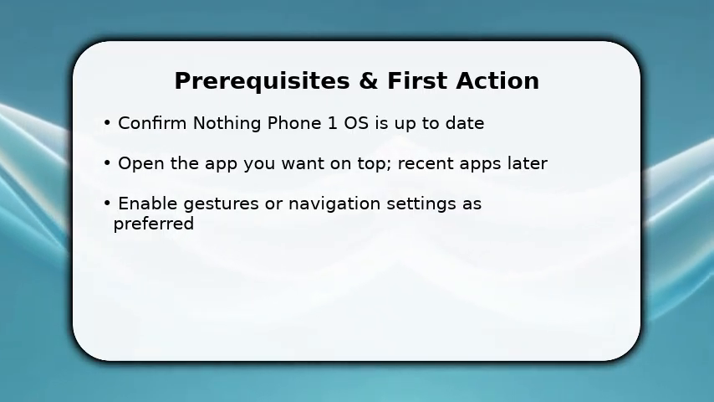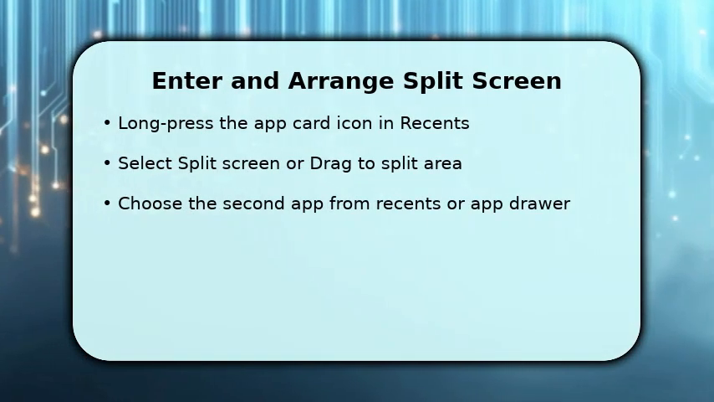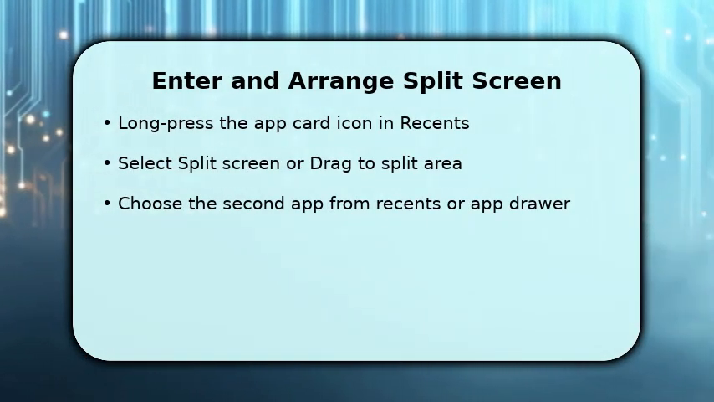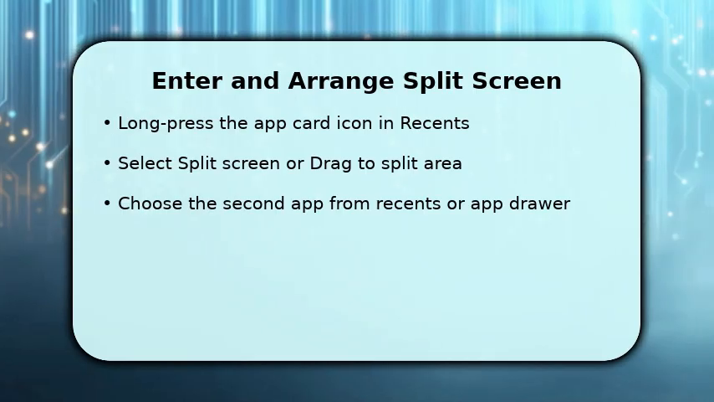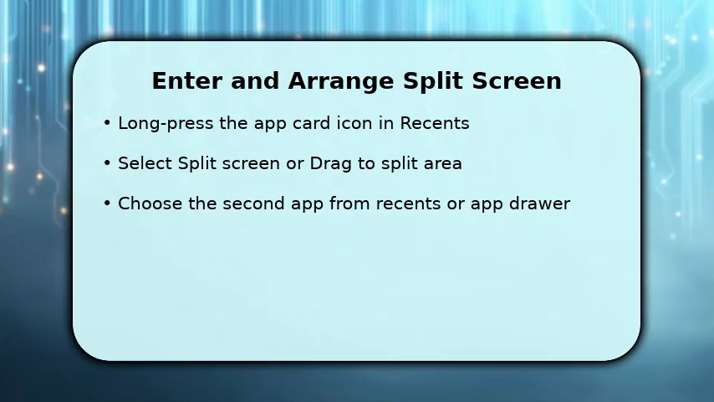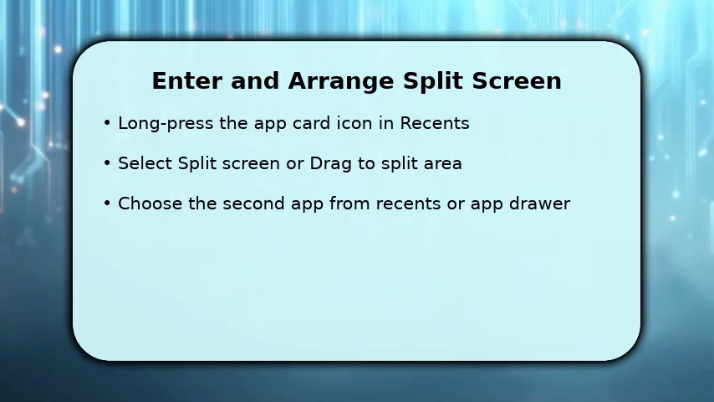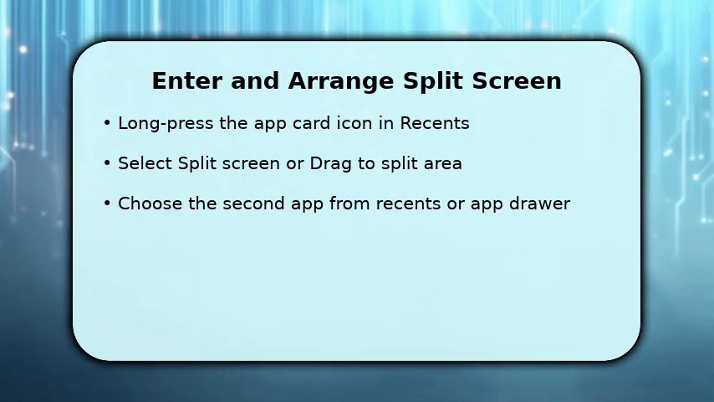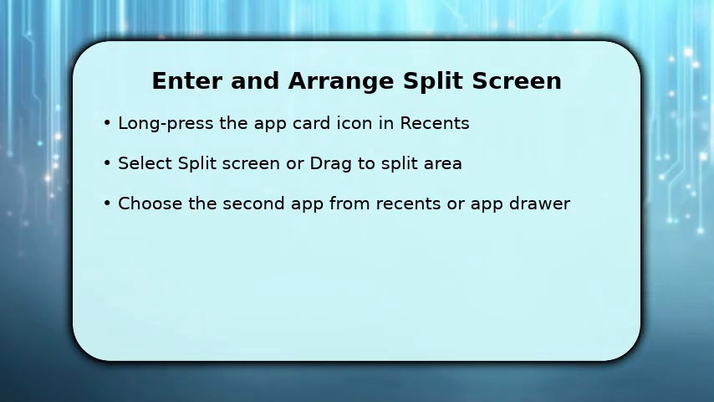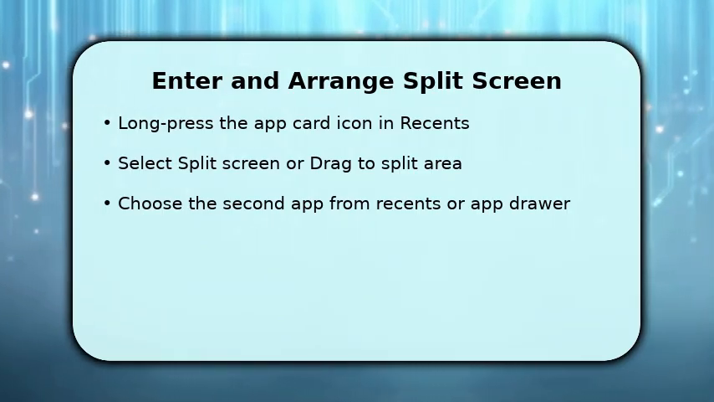You now create the split. In the Recent Apps view, long press the app card's icon or use the three-dot menu. Choose Split Screen. If dragging is supported, drag the card to the top area marked for split. Next, tap the second app from Recents or open it from the launcher to occupy the bottom pane. Adjust the divider by dragging to resize. This method ensures both apps remain active and you can interact with each independently for multitasking.